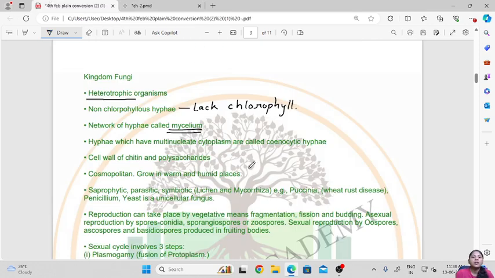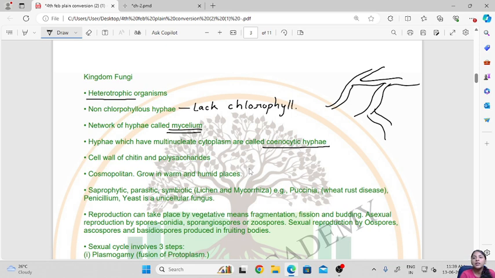Okay. Then hyphae which have multinucleate cytoplasm are called coenocytic hyphae. Now for example, this is a hypha. Okay, and then when it forms a network of these hyphae, it is called a mycelium. So this is suppose a mycelium. When these hyphae have multinucleate cytoplasm, so when the cytoplasm has more than one nucleus, multinucleate meaning many nuclei, then these hyphae are called coenocytic hyphae.